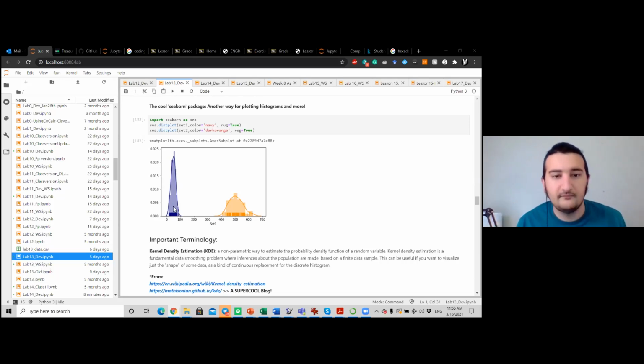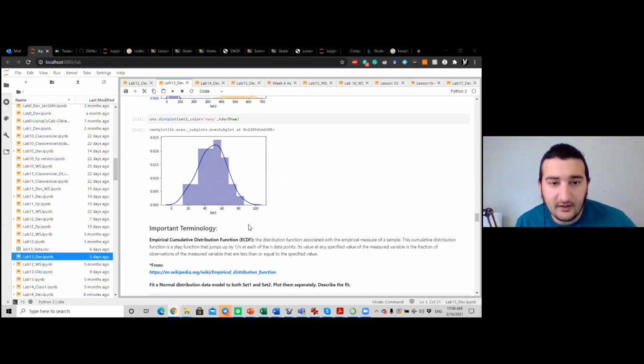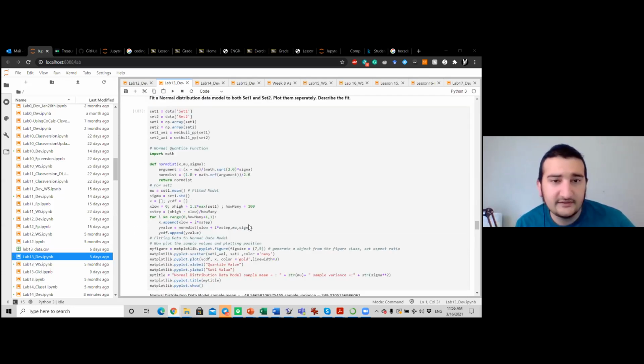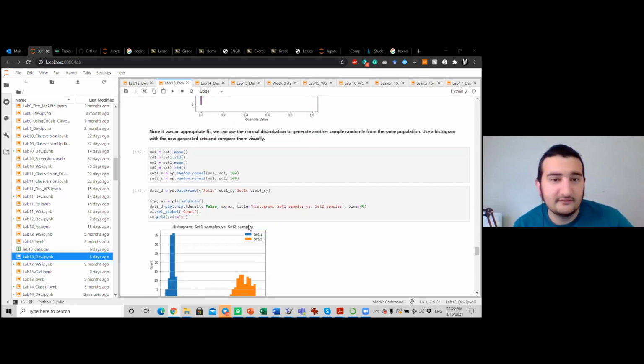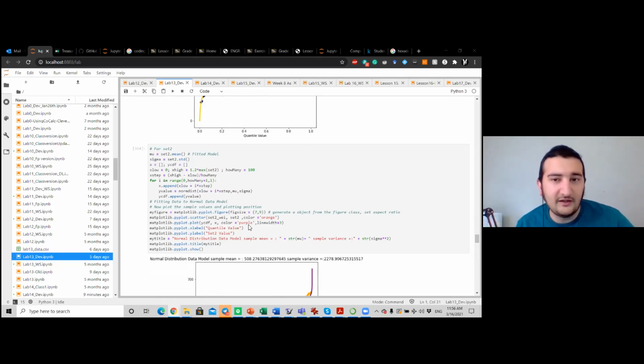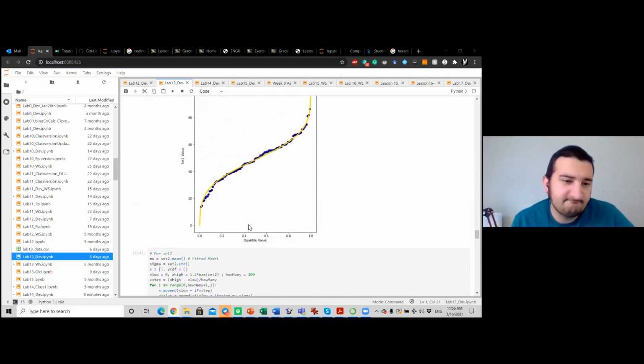Okay? So we then moved on and we fit a normal data model, and based on these plots, we said they look like a good fit. And we decided to use that. Then we created a new sample set based on each set. How did we do that?